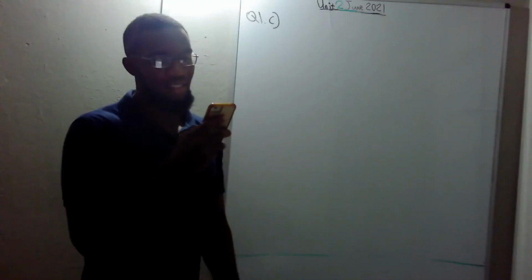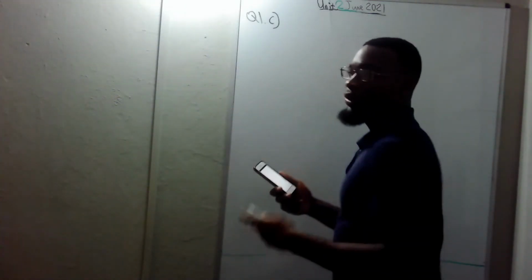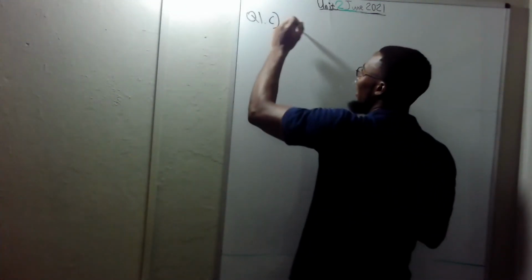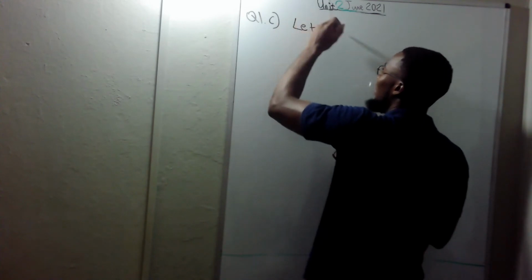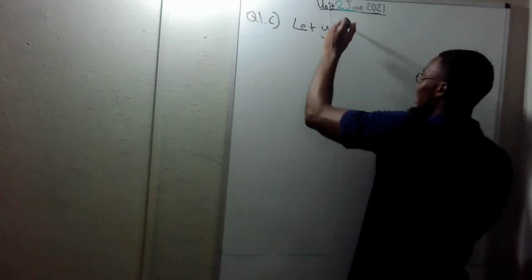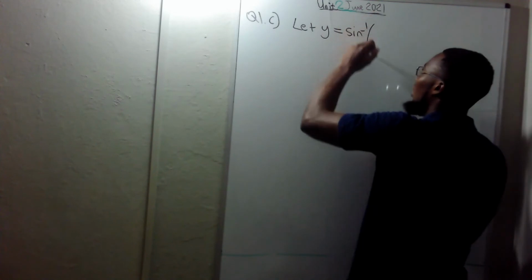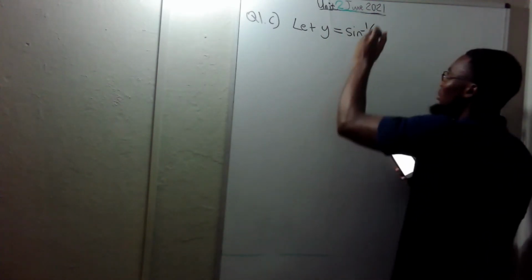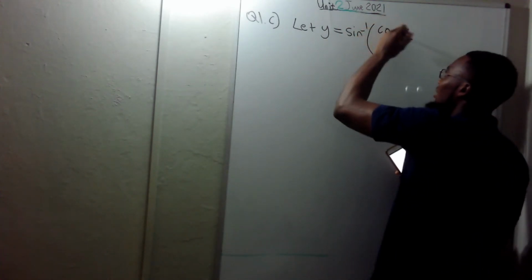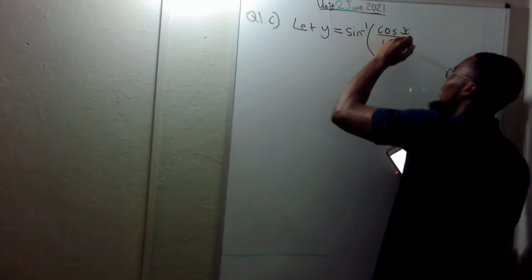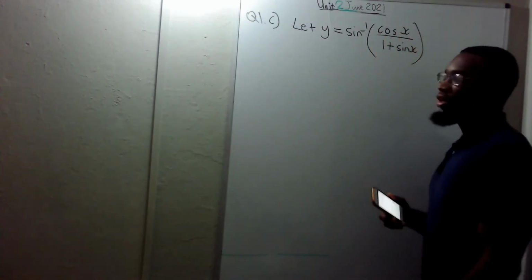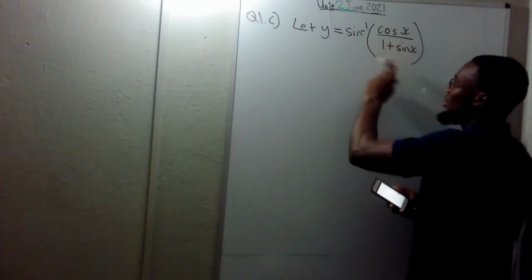Alright, question 1 part C says, show that the derivative of sine inverse of cos x over 1 plus sine x with respect to x is. So to prove it, what I'm going to do is call this y. Let y be equal to sine inverse of cos x over 1 plus sine x. So that's what we're going to do.